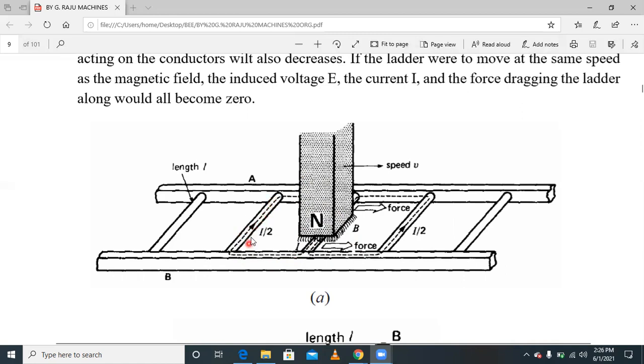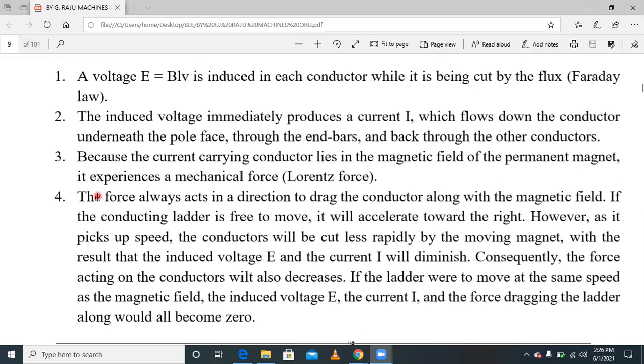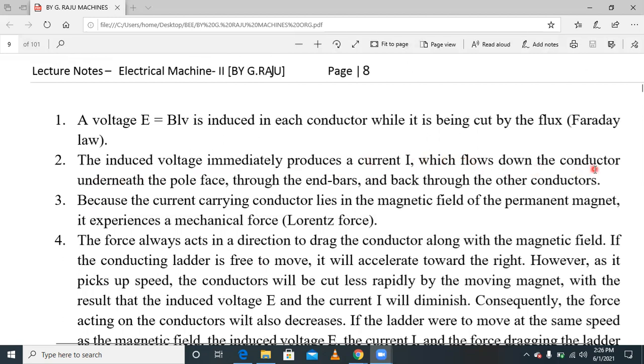In these copper conductors, also called copper rods or copper bars, or aluminum bars, this current circulates like this. Leaving from this copper bar, it passes through the end ring and then comes back to another copper bar. Like this, and here also. Understood? The induced voltage immediately produces current I, which flows down the conductor underneath the pole face, through the end bars and back to the other conductors like this.